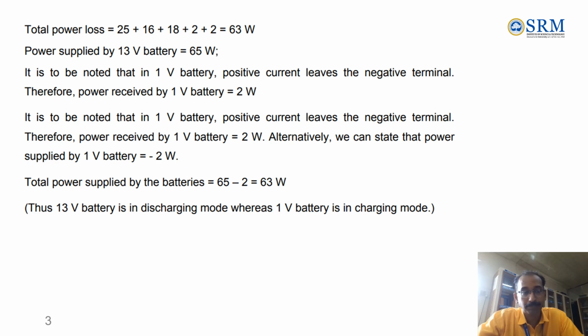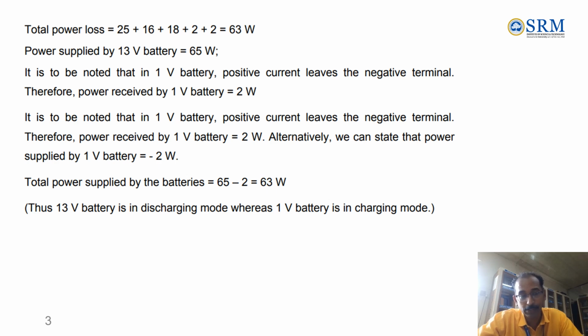So now come to the question. Total power loss is 25, 16, 8, 18, 2 plus 2. This is nothing but the total power loss in the resistances. You know already the resistances and you know already the mesh currents. So based on the mesh current, you can calculate the voltage drop in all the 5 resistances connected in the circuit. Voltage drop is nothing but I into R. The power loss is nothing but I squared into R.